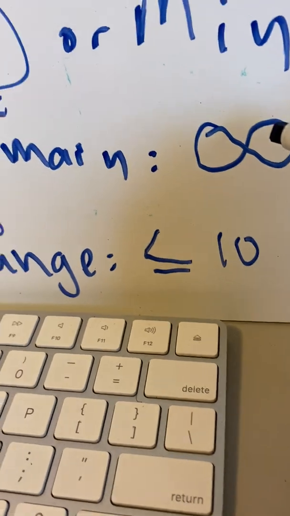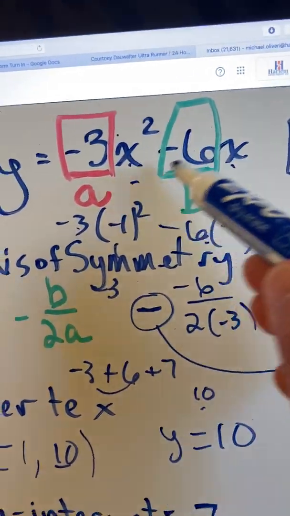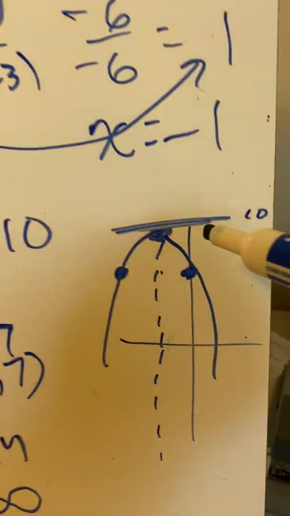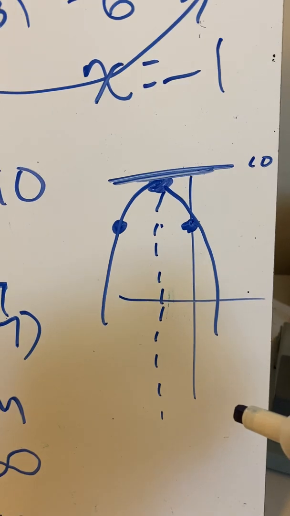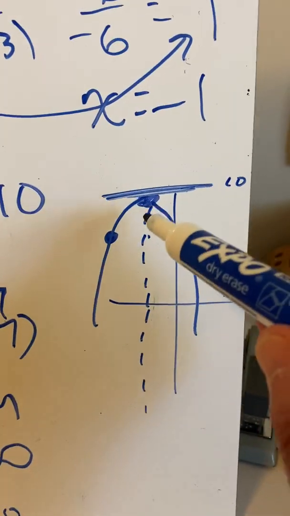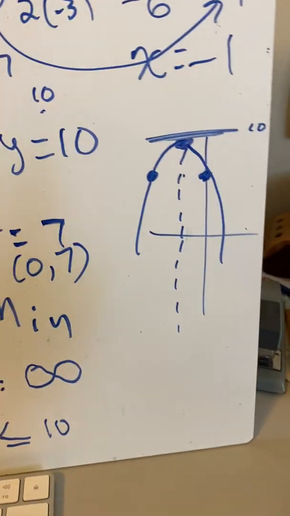I can put anything in for x. I can put anything. That's why the variable is here. But y will only be positive 10 or less. Why do I know it's going to be positive 10 or less? Because the graph only goes up to 10. So it's going to be all numbers less than 10, including 10.